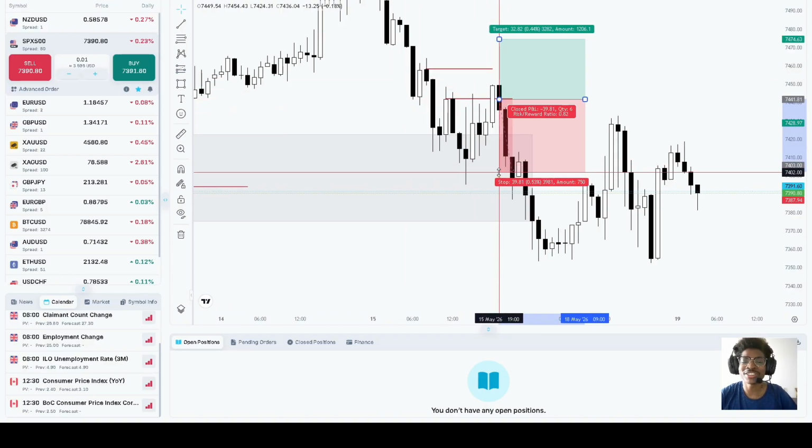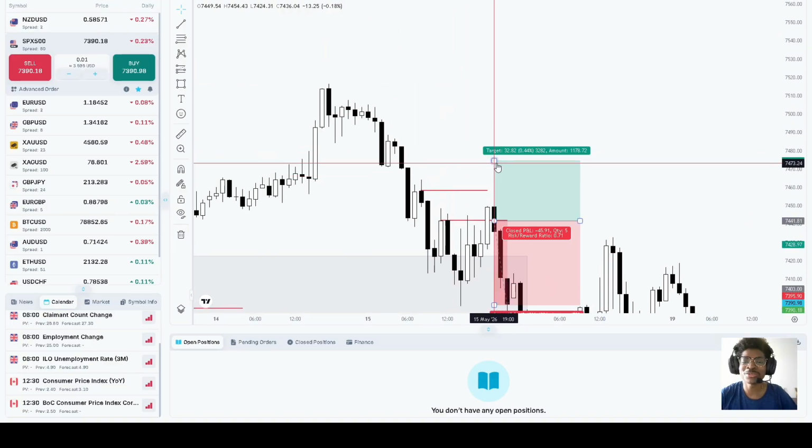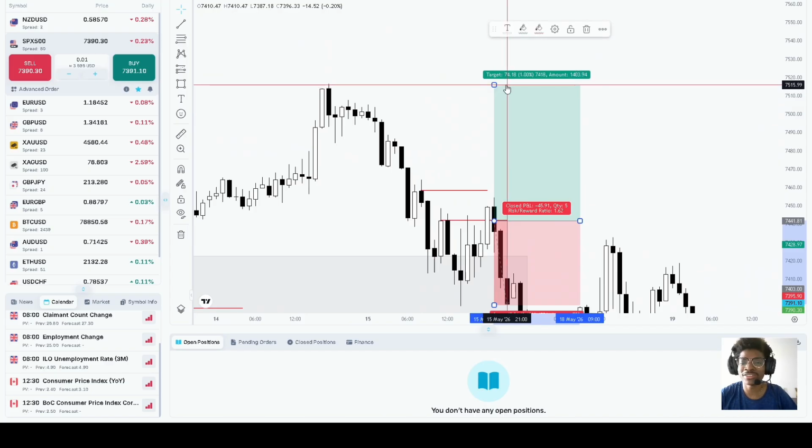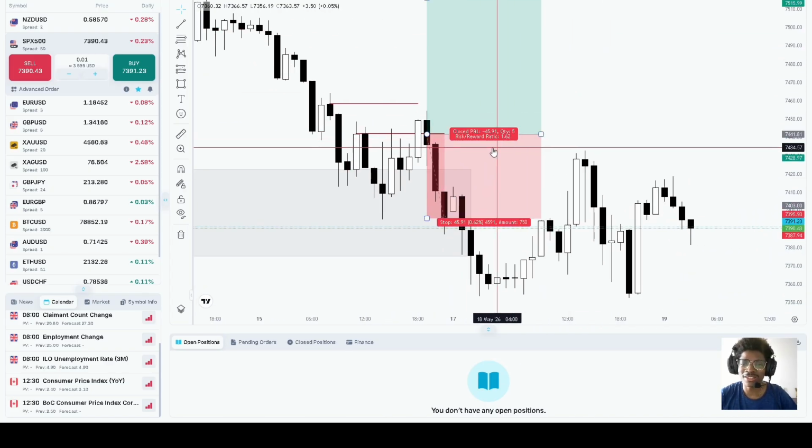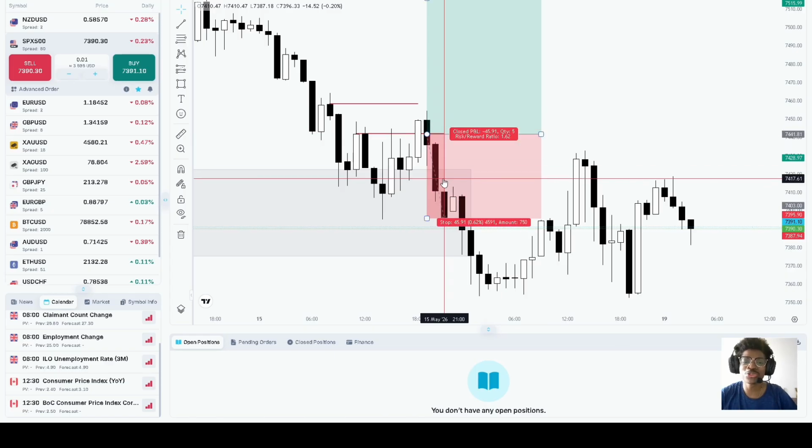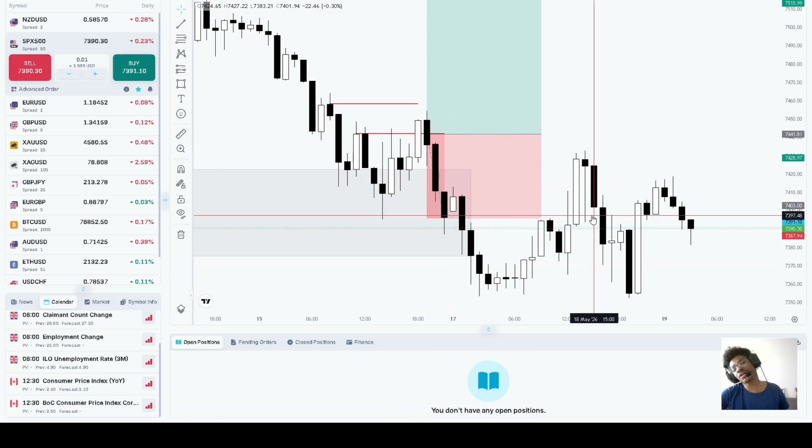Let me prophesy. This is how your setup looks like. Oh my god, that's 1.6. And then price just comes, whoop, strong, beats you out of it.